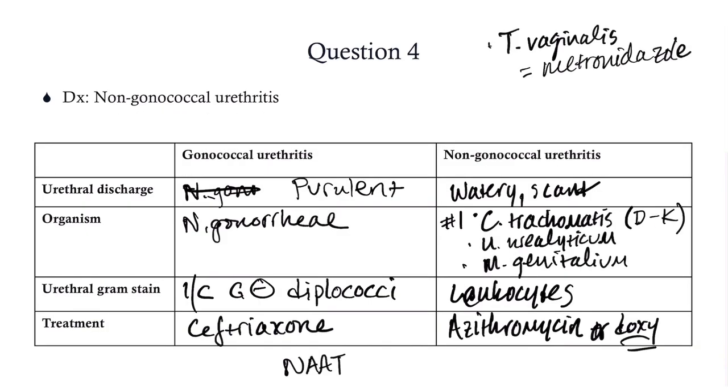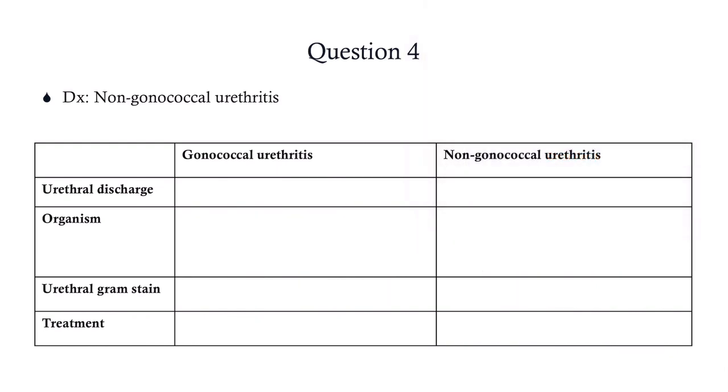All right, so, oh my goodness, I already wrote this. All right, so let's go ahead and take a look at the difference between the two. So gonococcal urethritis is caused by Neisseria gonorrhea.